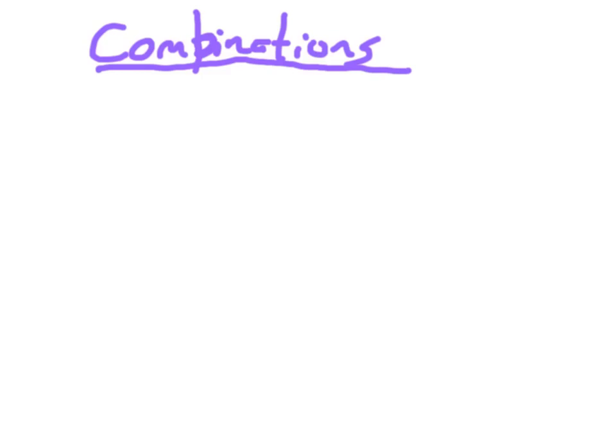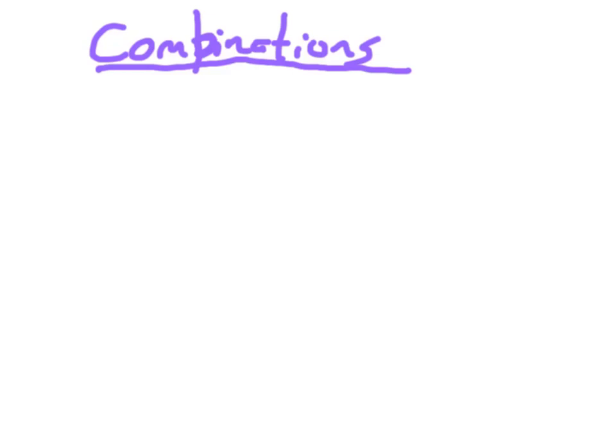All right, this is the fourth video on counting, and now we're going to get a little weird. Combinations. We're going to talk about combinations. This is different from permutations for one primary reason.